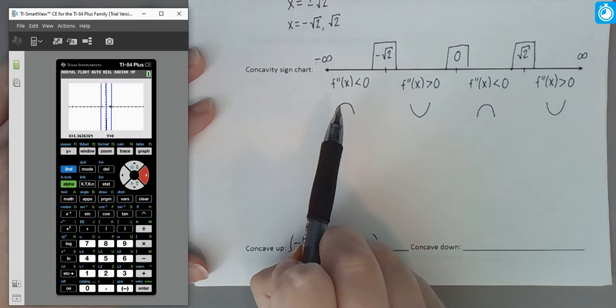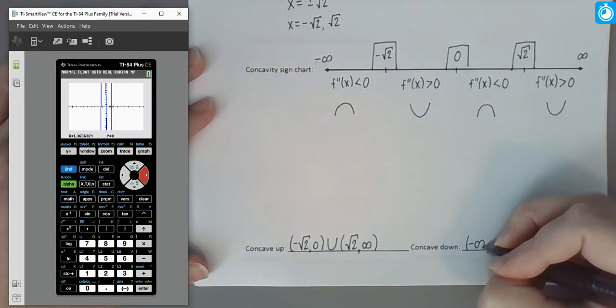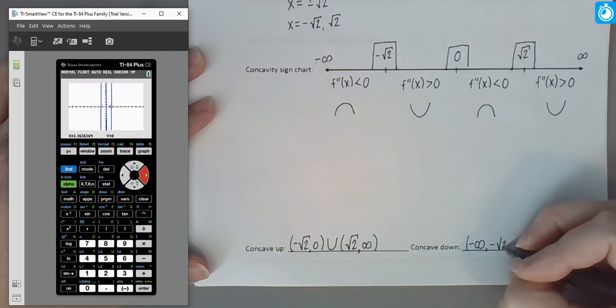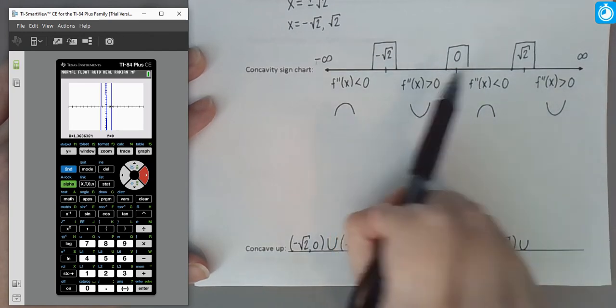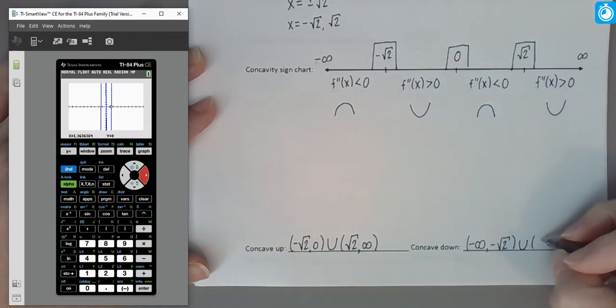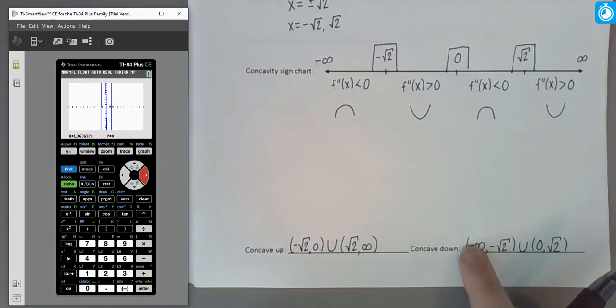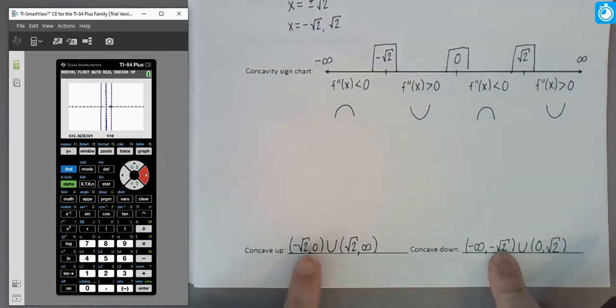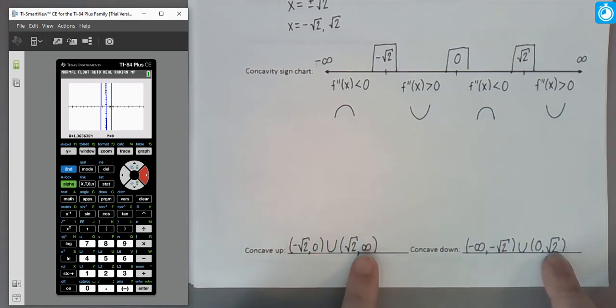And then we are concave down from negative infinity to negative root 2, and then also from 0 to the square root of 2. Notice if I were to join all of these intervals together, I go from negative infinity to negative root 2, to 0, 0 to root 2, to infinity.